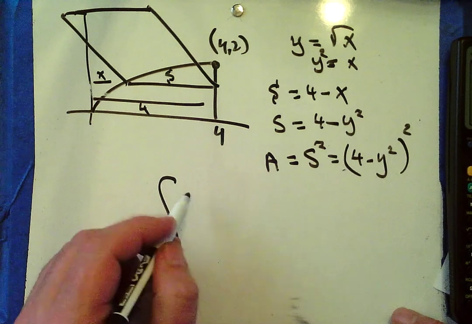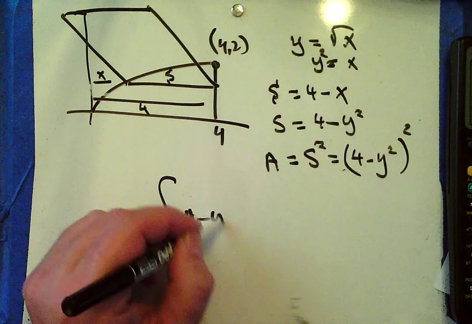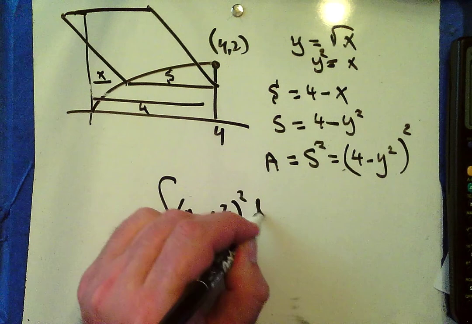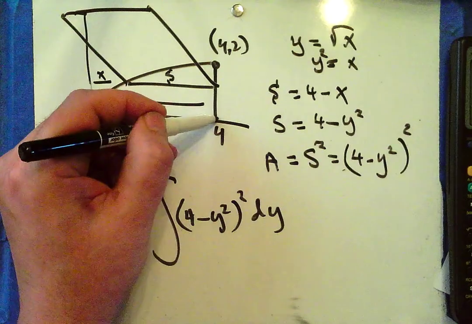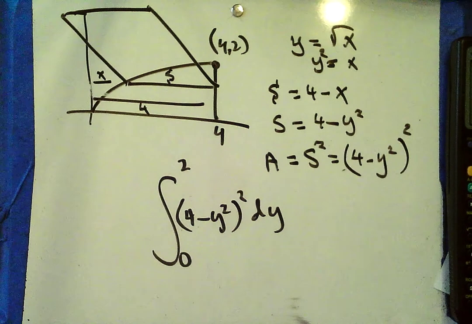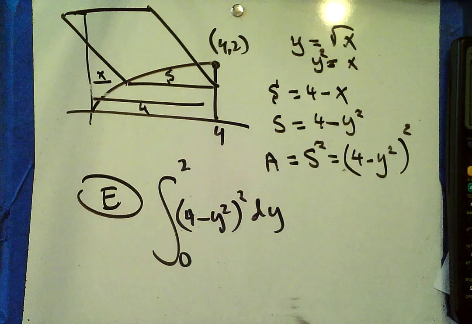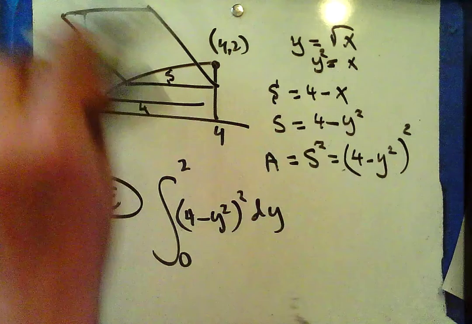I want to integrate that area, I believe. I'm looking for volume. 4 minus y squared squared dy, and I'm going from this y value to this y value, 0 to 2. So that's choice E. Choice E. And then finally, number 45, our last problem.